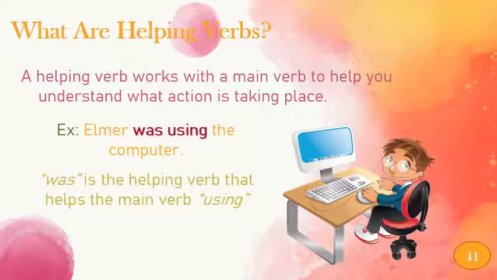Let's take an example. Elmer was using the computer. Ask yourself here, what is Elmer doing, or what was Elmer doing? Using. So your answer was using. So we can know that using is the main verb because it's the action that Elmer is doing. But was does what here? Was is the helping verb. It helps the main verb. So was here helps the verb using. Was is the helping verb that helps the main verb using. Okay?